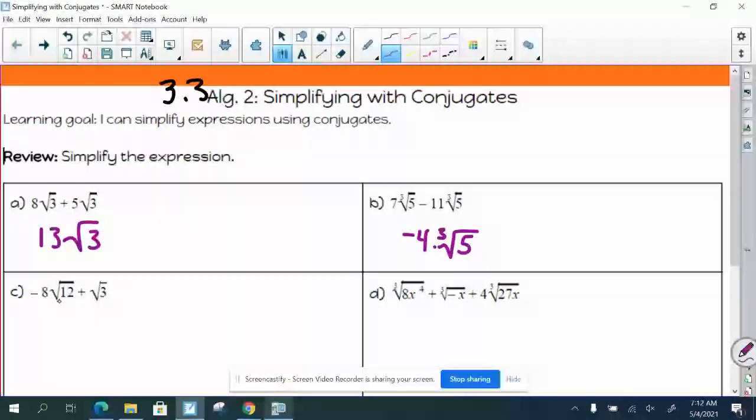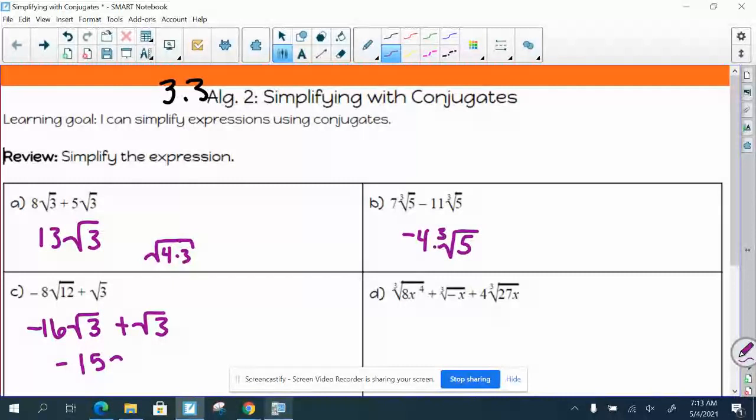So for this one, it doesn't look like these are the same initially, but remember that the square root of 12, we can simplify that. That's not in simplest radical form. So the square root of 12 can be written as square root of 4 times 3. So you would pull out the greatest perfect square from 12, which is 4, and then the 4 comes out as a 2. Then instead of negative 8, you'd have negative 16 because you're multiplying it by 2, square root 3, plus square root 3. So then this would be negative 15 square root 3 because you're adding 1 square root 3.